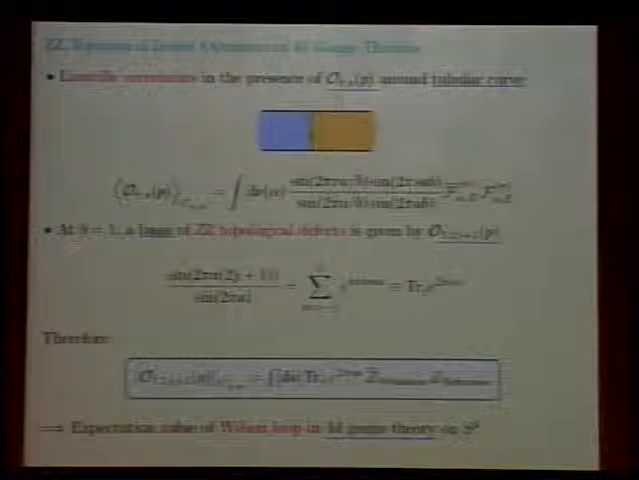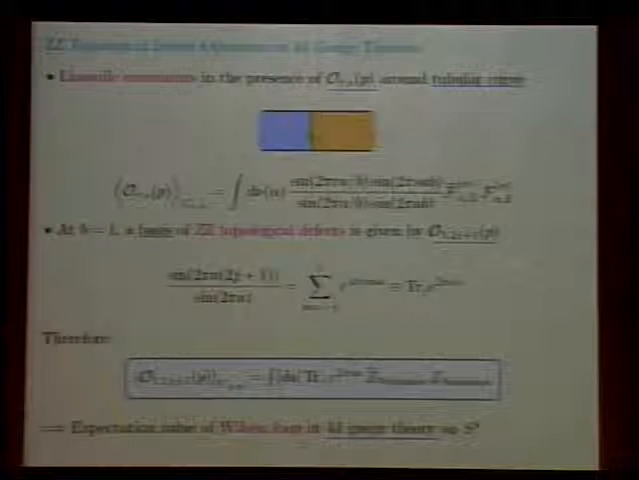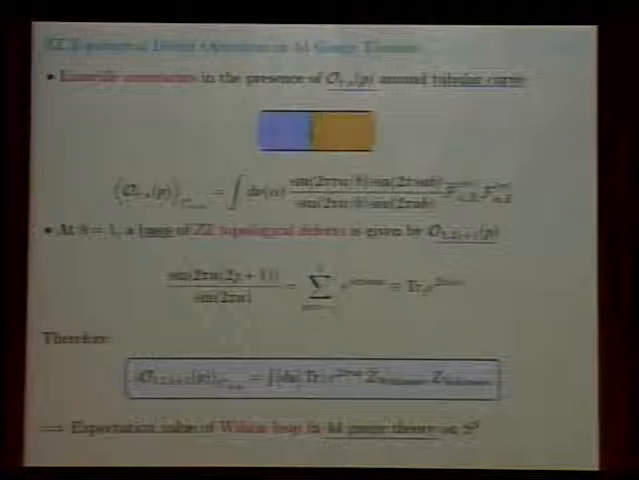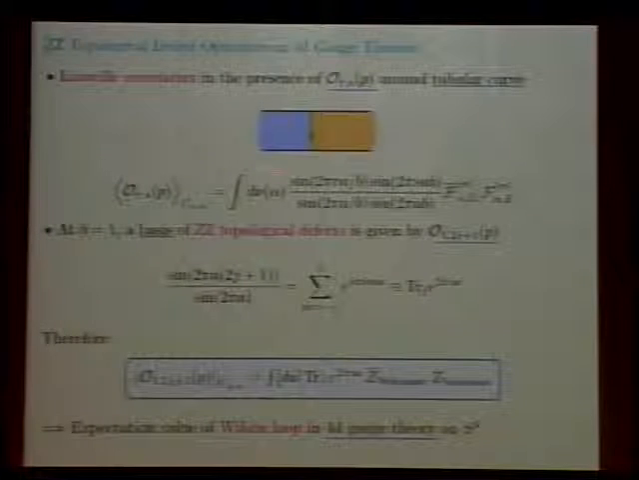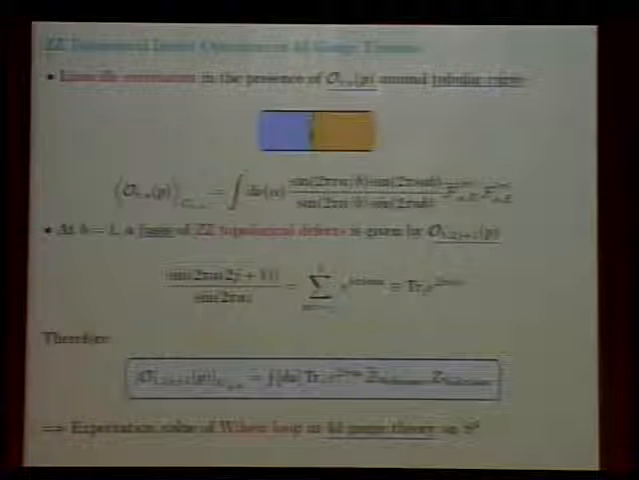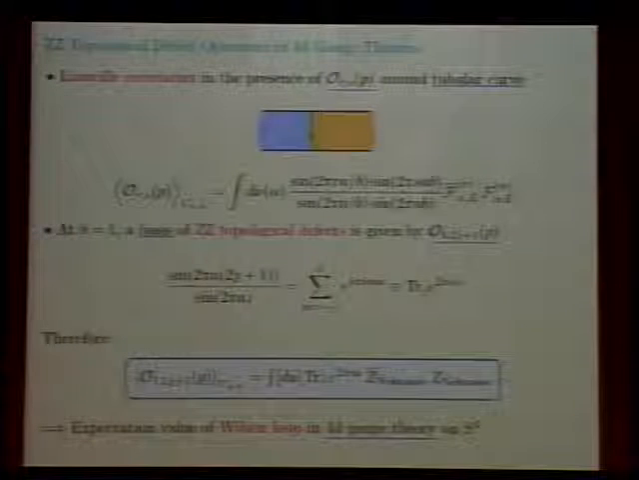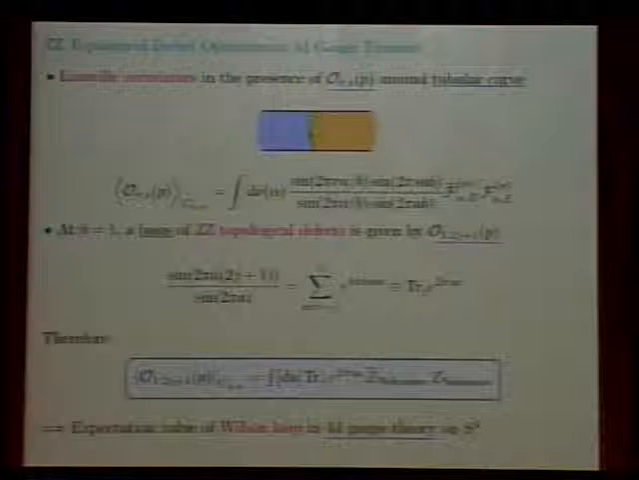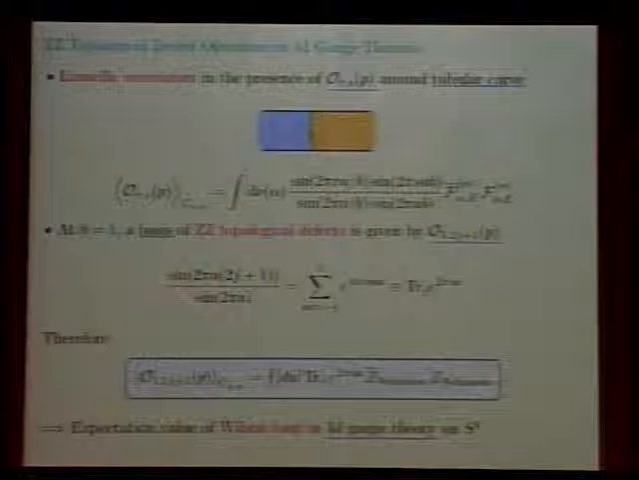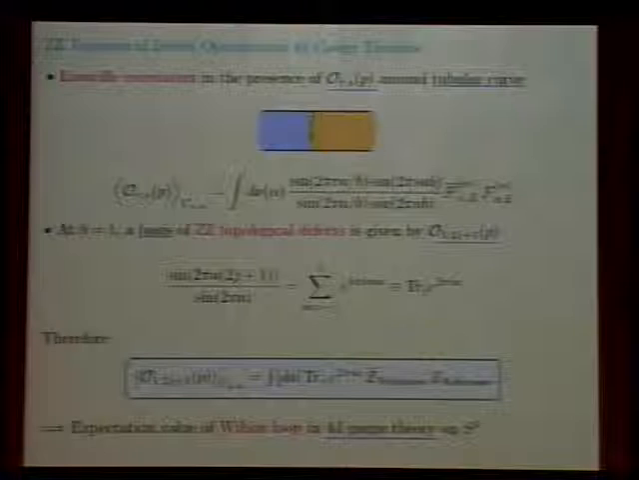For this particular value of b, of the background charge, a basis of defects is given by this particular choice of operators, where you have one, and the other one is an arbitrary integer. For this particular choice of integers, what you find is that this expression reduces to this ratio of sines, but this is nothing but the trace of this particular holonomy in the spin Z representation of SU(2). So what you found is that the insertion of a ZZ topological defect inserts a holonomy for an SU(2) connection in the spin Z representation.